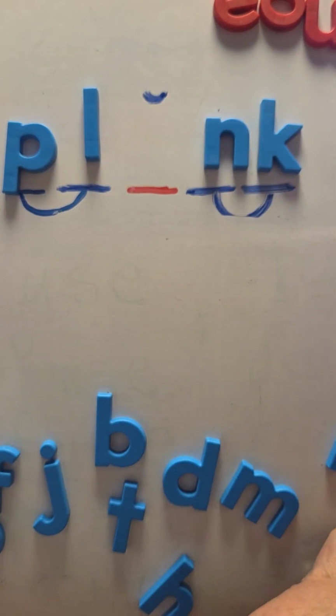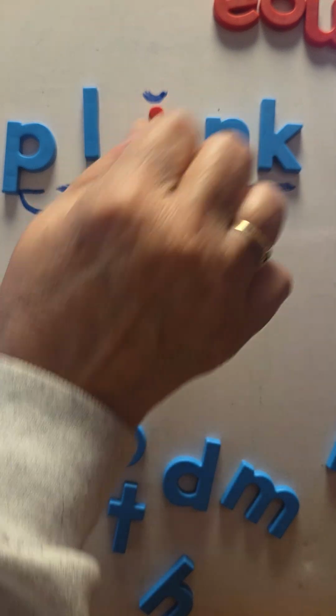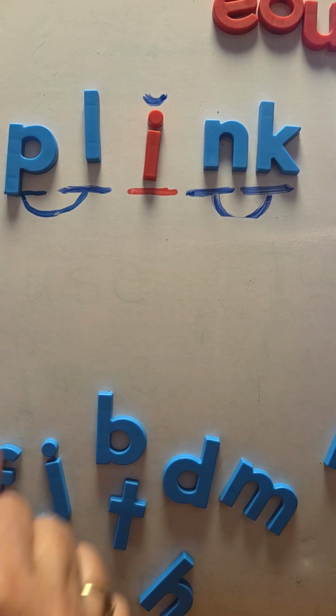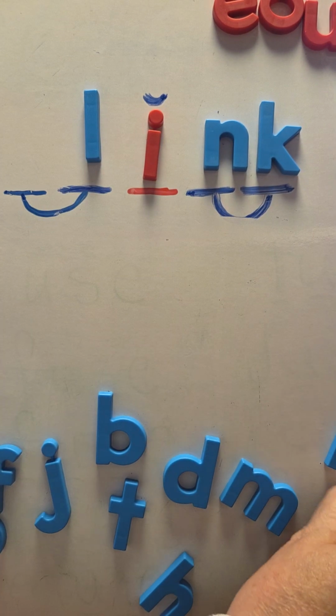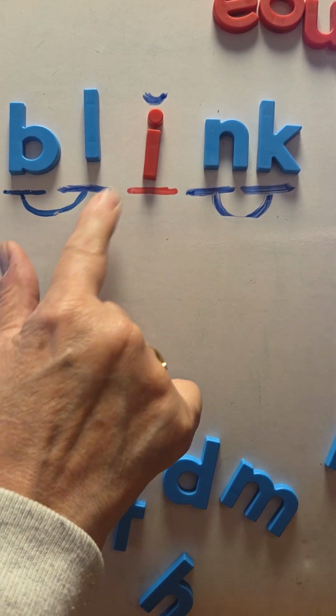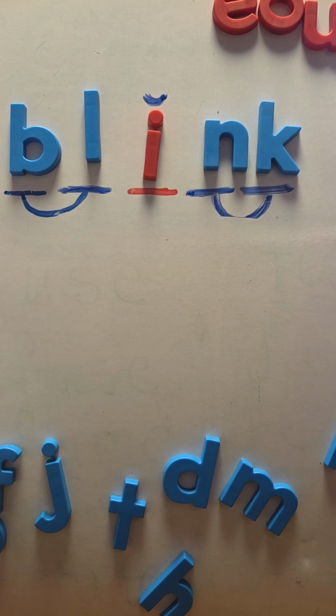I'm going to get rid of the A. Same rule, it's closed in. Plink. That's an onomatopoeia, a little sound word, when something little hits the water, plink, or hits something metal. Ink. That's something our eyes do.